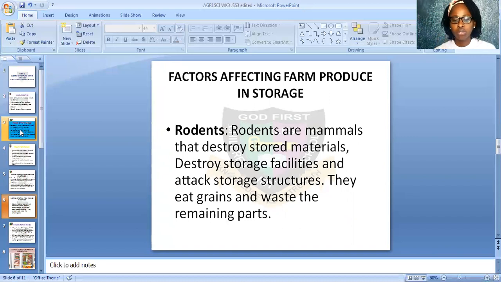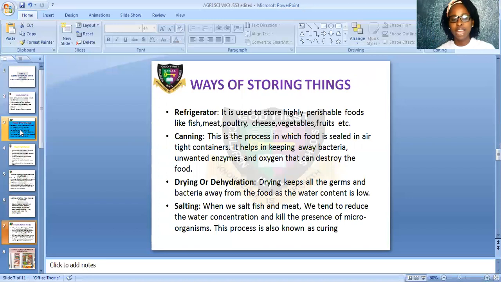They destroy storage facilities and attack the storage structure. They eat the grains and waste the remaining part. Once they have access into where the farm produce is being stored, they destroy the facilities, they destroy the structure, and they eat the grain and waste the remaining part of it. So we move ahead.